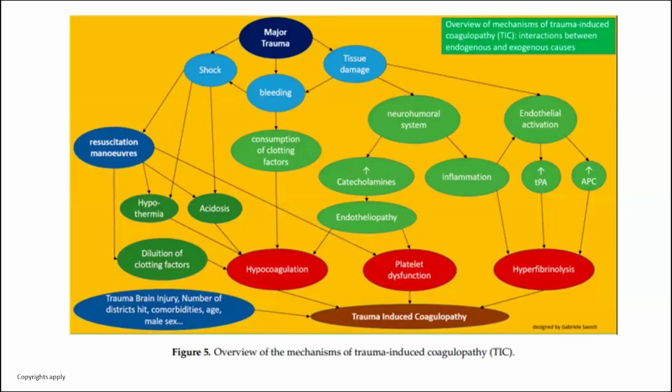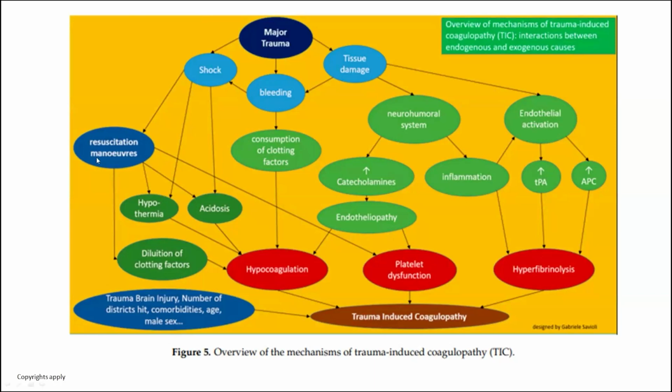If they ask you about this, start with major trauma. There'll be three major problems. One is the shock, bleeding, tissue damage. Tissue damage causes endothelial activation and neurohumoral activation. Both of these end up causing platelet dysfunction and hyperfibrinolysis. Bleeding, what does it cause? It causes consumption of clotting factors. It causes hypocoagulation.